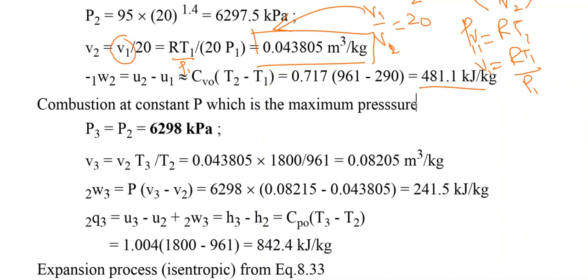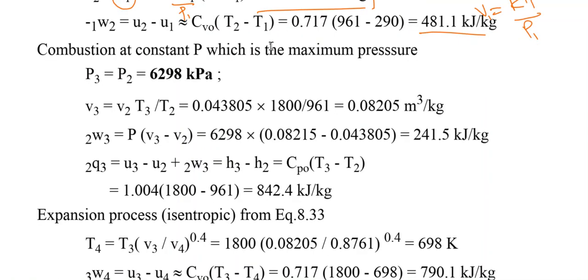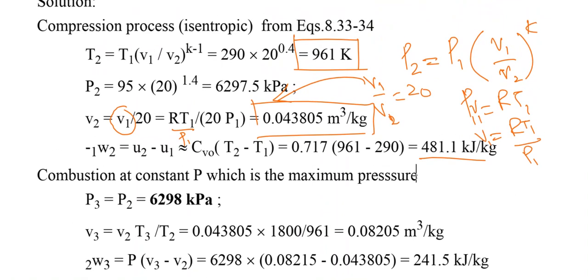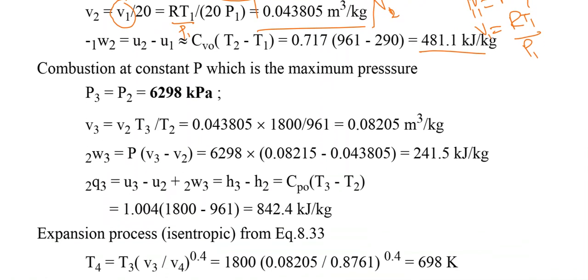At the combustion at constant pressure, which is the maximum pressure, P3 would be equal to P2, which has previously been found out, somewhere here, which is 6297.5. Now for the volume V3, again using the simple equation, PV by T is a constant. So if the pressure is constant, V by T would be a constant, and V3 by V2 would be equal to T3 by T2. Putting the value of V2, which has been found out over here, then we have got the T3, which has already been given.